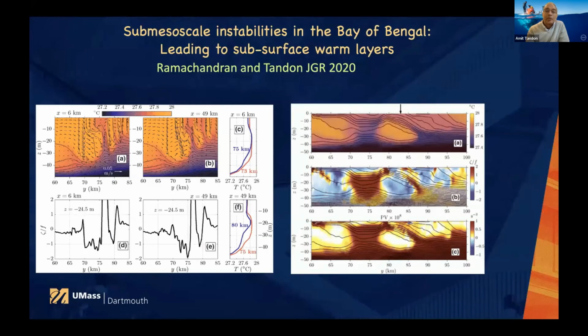And so then we did some numerical simulations that showed that if we blow some weak downfront wind and then stop the wind, what happens is that these low PV regions get created, then they get subducted. And these have a length scale in the horizontal of order tens of kilometers. And in the vertical, these are order 20 meters thick.